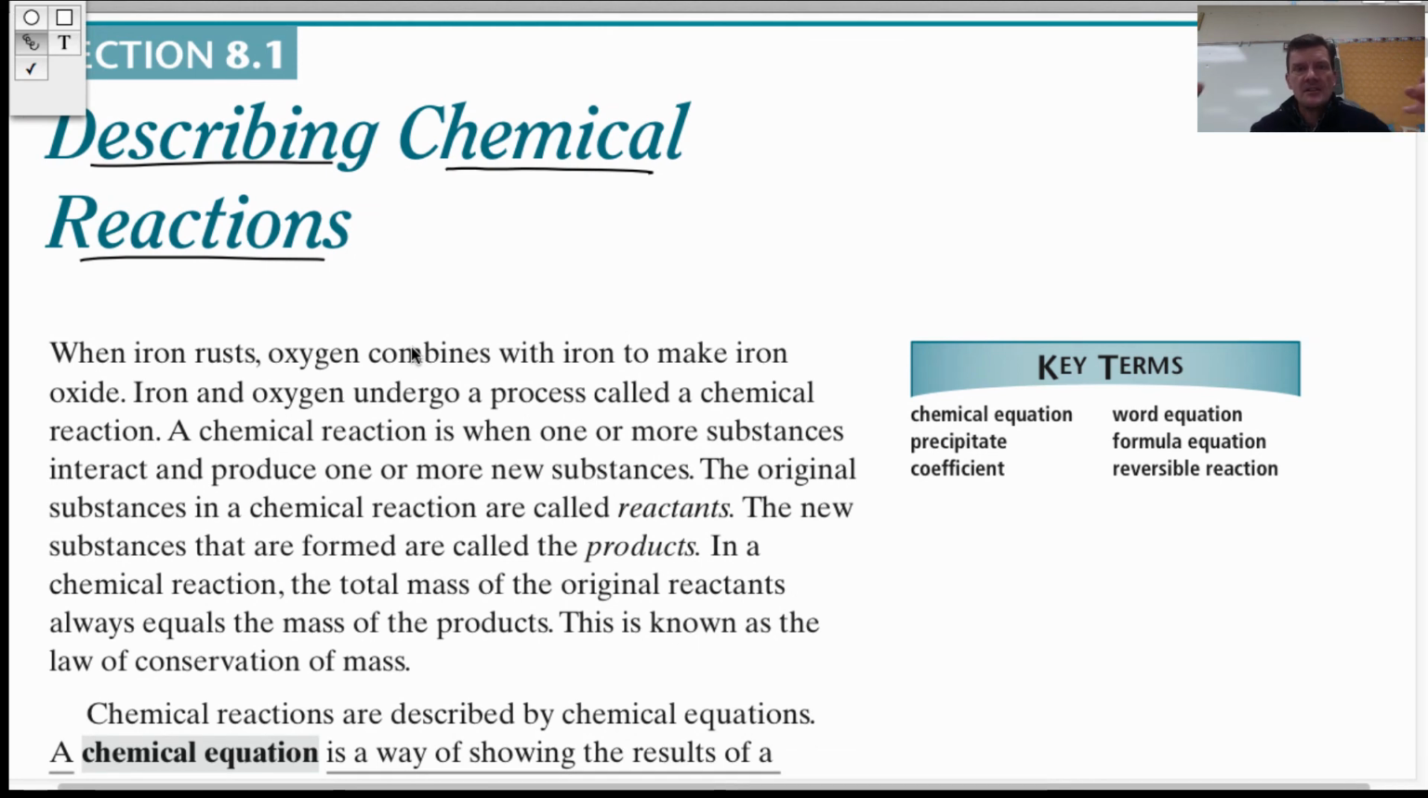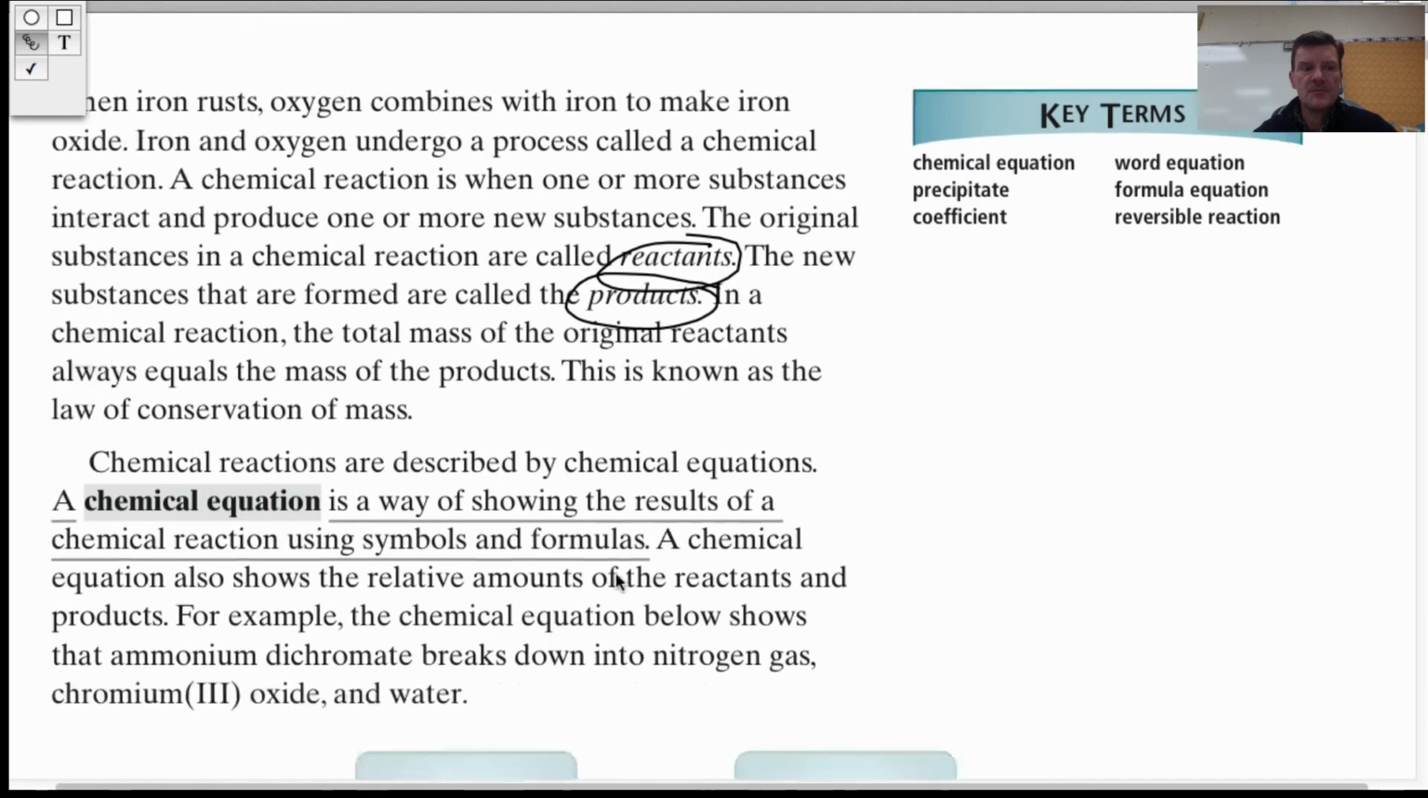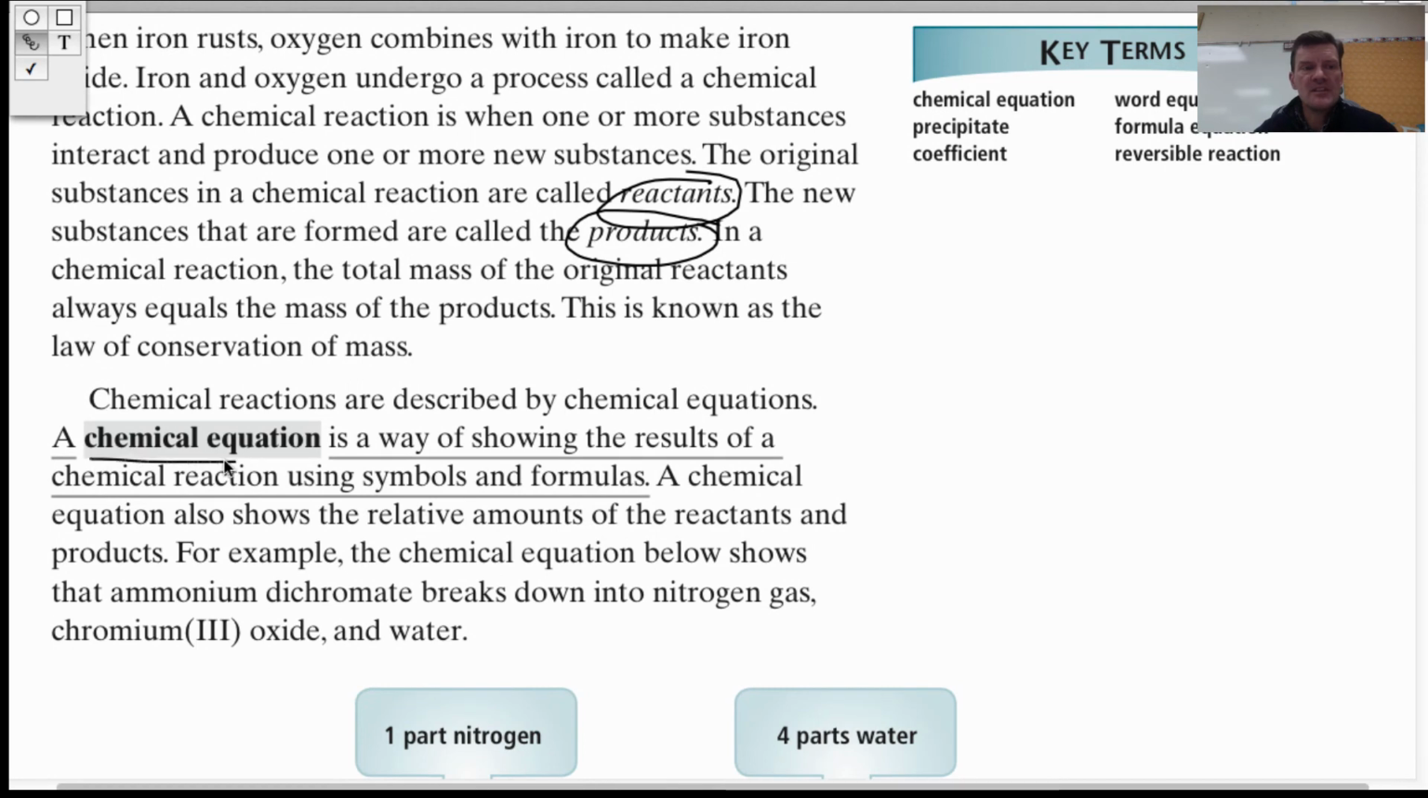When you have things colliding, the things that are originally before the reaction, we're going to call those reactants. And what you produce afterwards, after the reaction, those are your products. Okay? Please write this down in your notes.